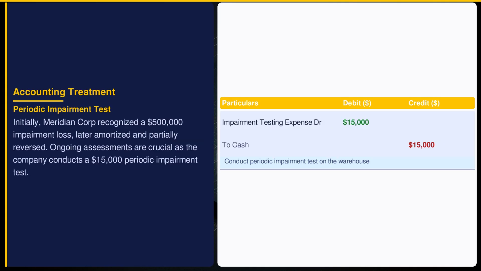AASB 136 mandates regular impairment assessments to ensure asset values remain accurate. Meridian Corporation incurs $15,000 for such a test, verifying that the warehouse's carrying amount aligns with current market conditions. These tests safeguard against asset overvaluation, protecting the integrity of the financial statements and investor decision-making.